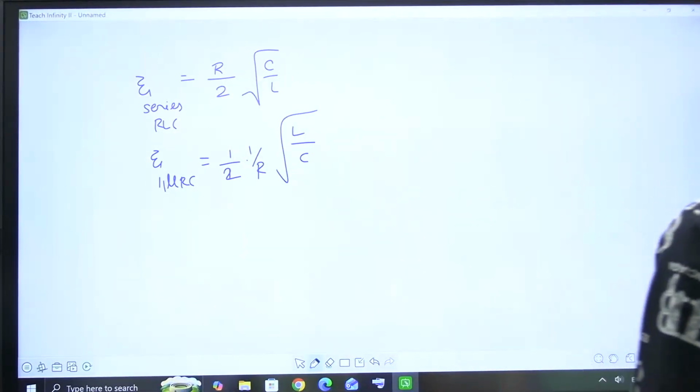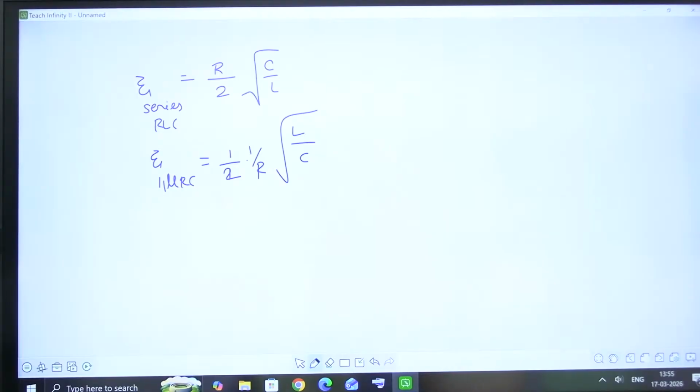Duality. The concept of duality I applied. The dual of capacitance is inductance. The dual of inductance is capacitance. The dual of resistance is conductance, that is 1 by resistance.